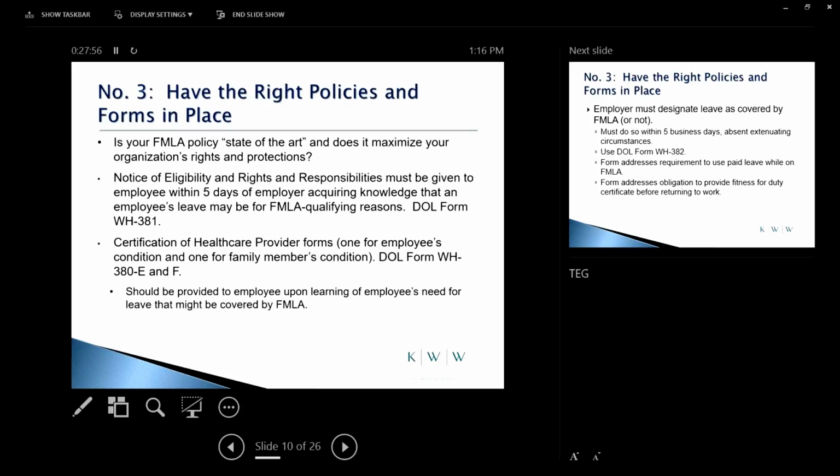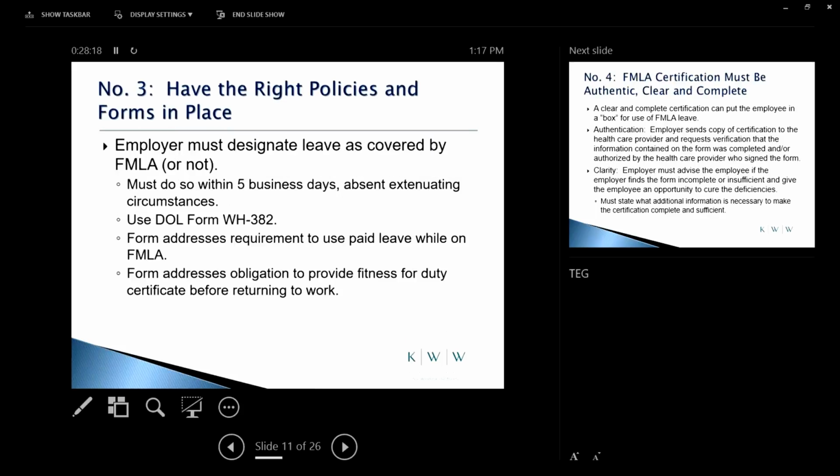And then you should, frankly, simultaneously give the employee the certification of healthcare provider. There are 2 forms, one for the employee's own serious health condition, one for that of the family member. And you should give that to them when you have knowledge that they might need leave, and then they have 15 days in which to have that form filled out and returned to you.